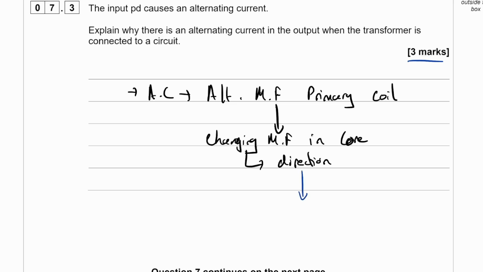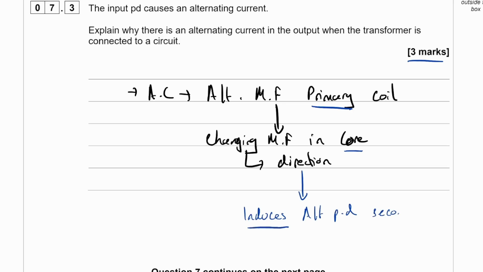So then this goes to the secondary coil and it induces, and you need to say induces. Okay, so in the mark scheme, you have to say these specific words. You need to say primary coil over here. You need to specify as a primary coil. You need to specify the change in magnetic field goes into the core, and then you need to say this induces an alternating potential difference. Just induces is fine. Alternating potential difference across the secondary coil.